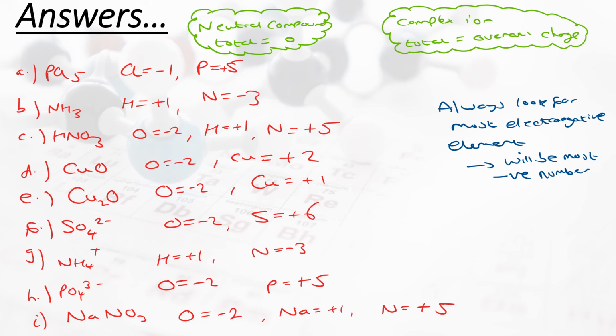So generally, look at the charge on your ion or look to see if it's overall neutral. Find the most electronegative element, and then make sure that everything adds up either to the charge or to neutral.